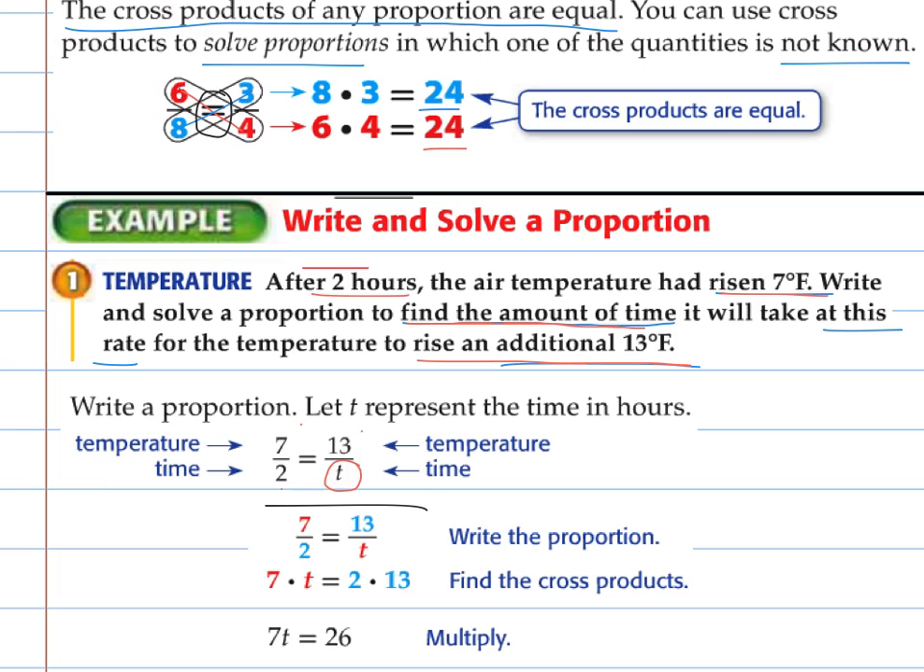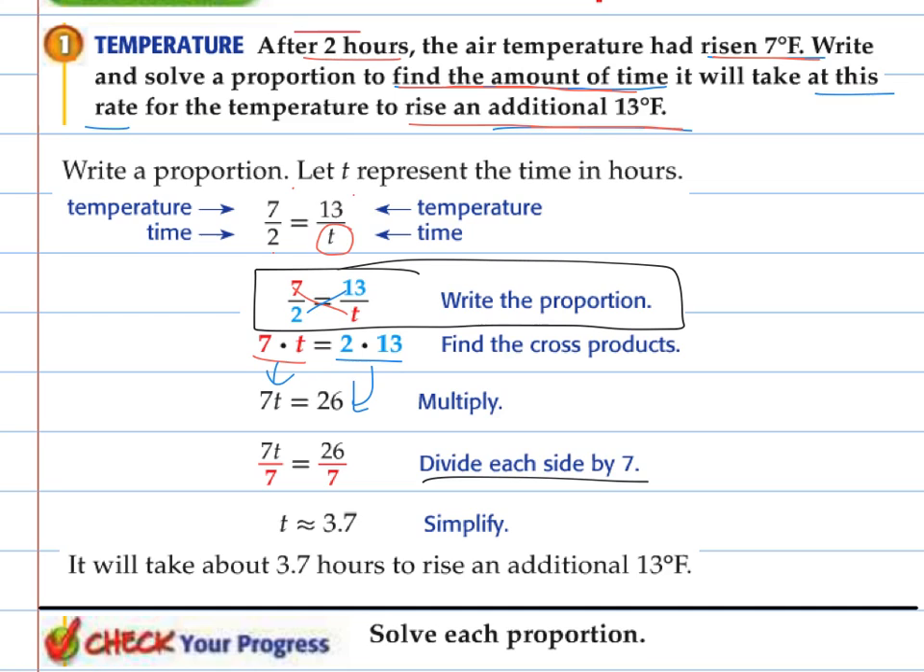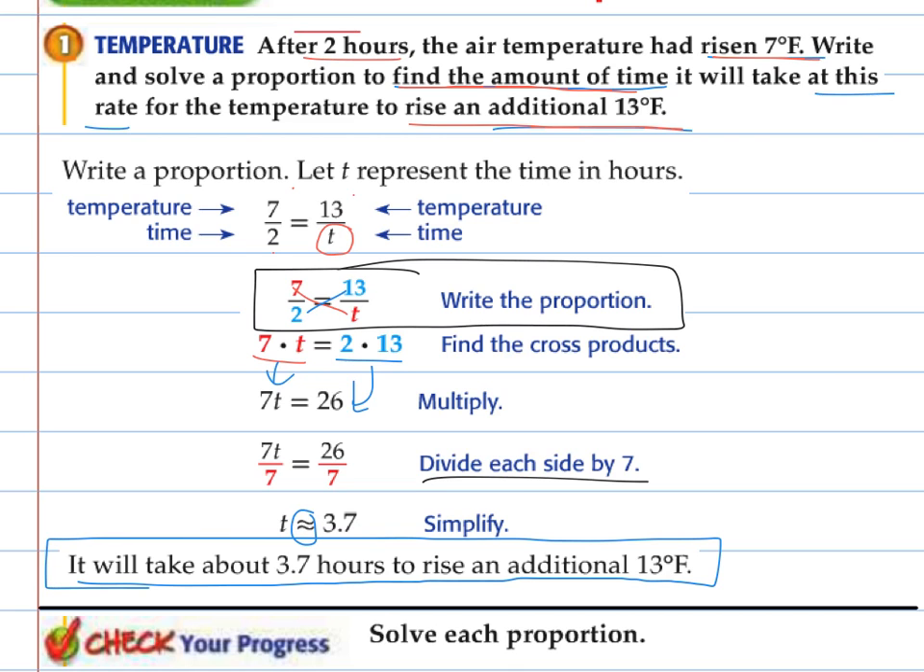So we write the proportion. Then we use our cross products and we multiply across. 7 times t is 7t. 2 times 13 is 26. This is a one-step multiplication equation. So to undo multiplication, we divide each side by 7. And we get t is approximately, so it doesn't go in there evenly, 3 7/10. So it'll take about 3.7 hours to rise an additional 13 degrees Fahrenheit.